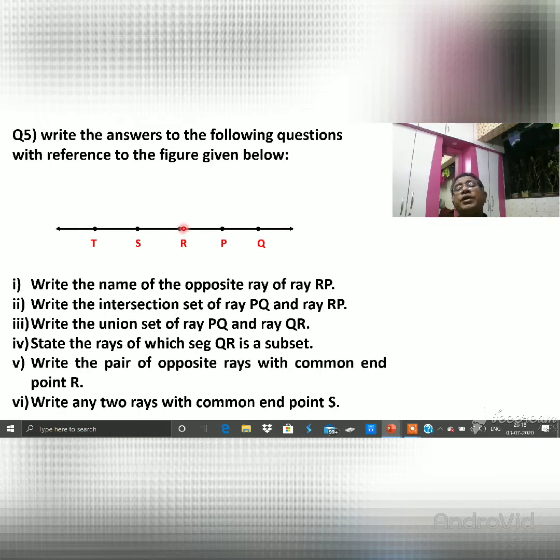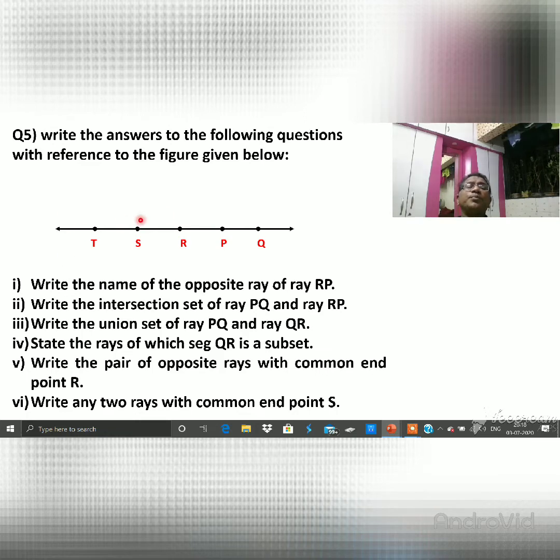This ray RP goes towards which direction? Right hand side. They want the opposite. So your starting point is R. So write the opposite ray. The opposite ray is RS. Then another opposite ray is RT. So the opposite rays of RP are RS and also RT. And if there are any other points here, then they are also opposite rays of RP.